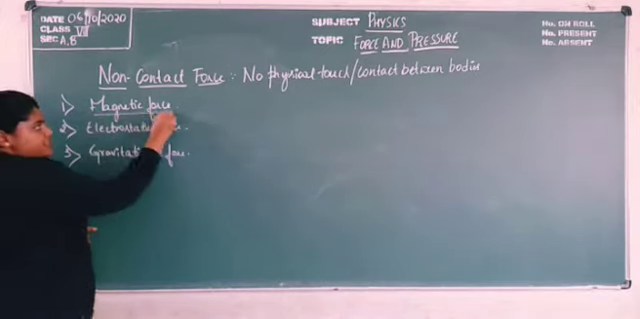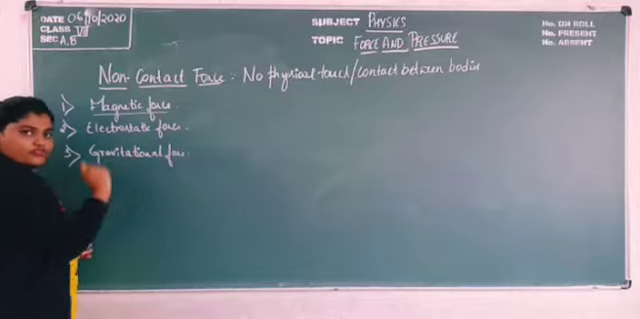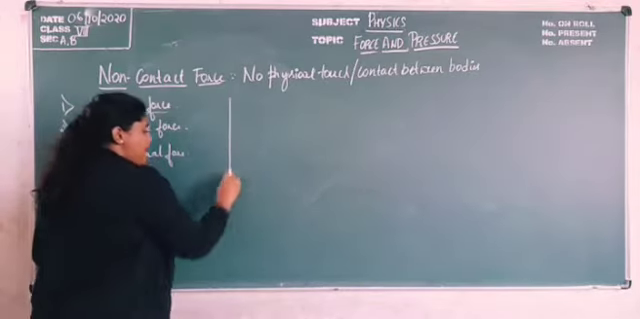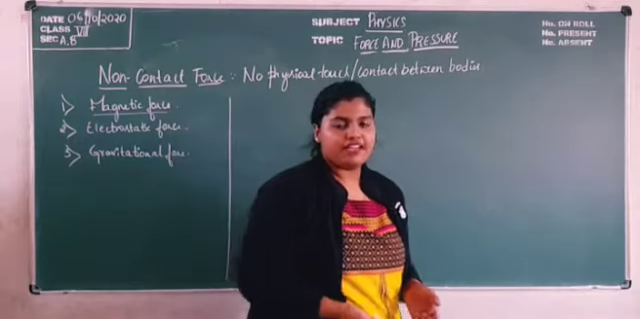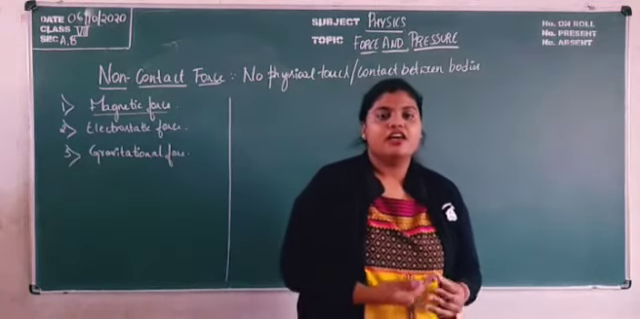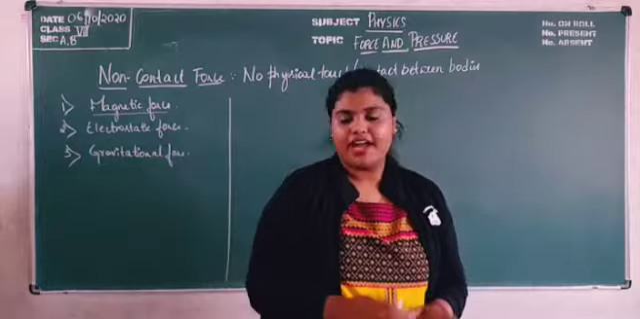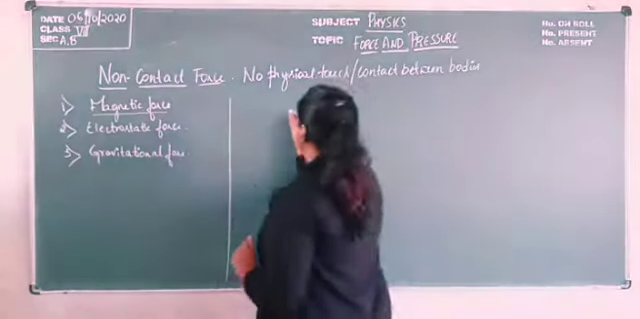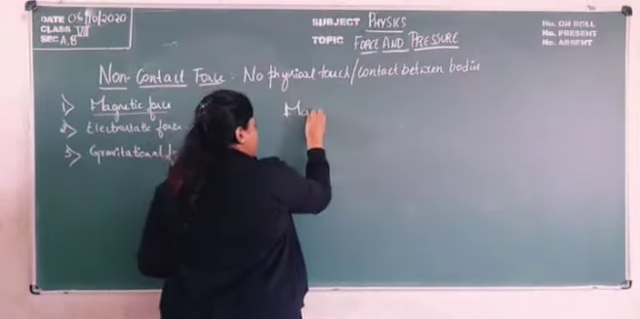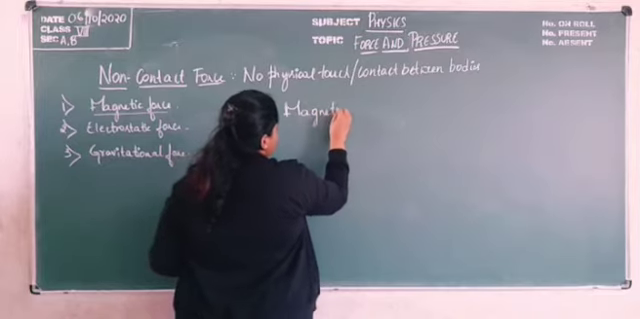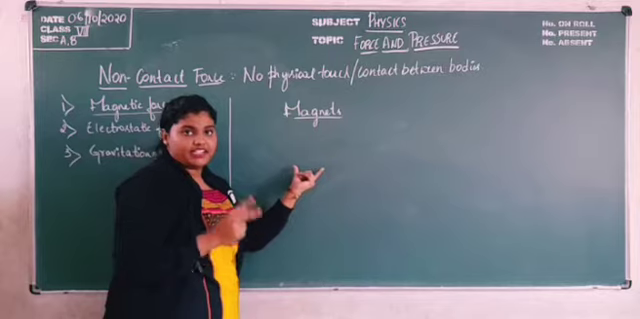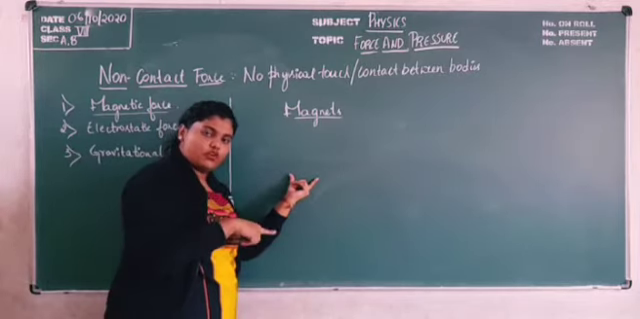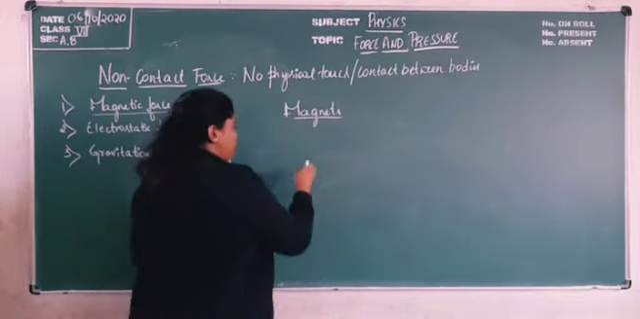So you will better understand this non-contact force and its types. First we shall see the magnetic force. You may have learned about magnets in your previous standards. So you know about magnets, right? Yes. So first we should see about magnets. The first basic thing is, in magnets we have two poles. One is north pole, the other one is south pole.